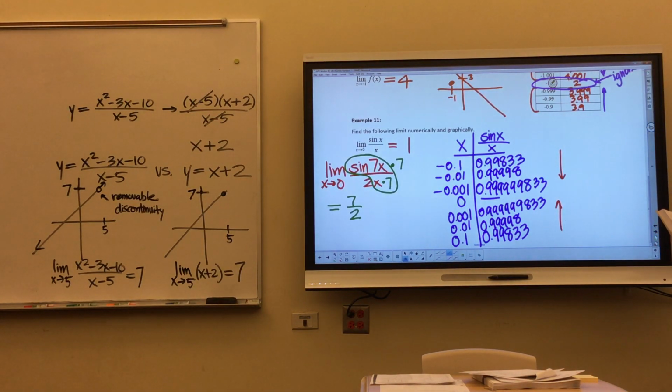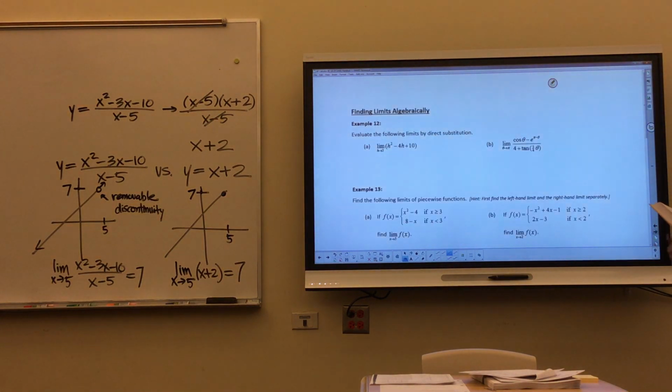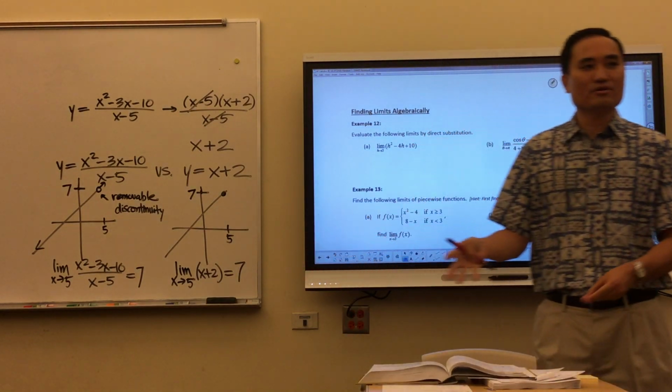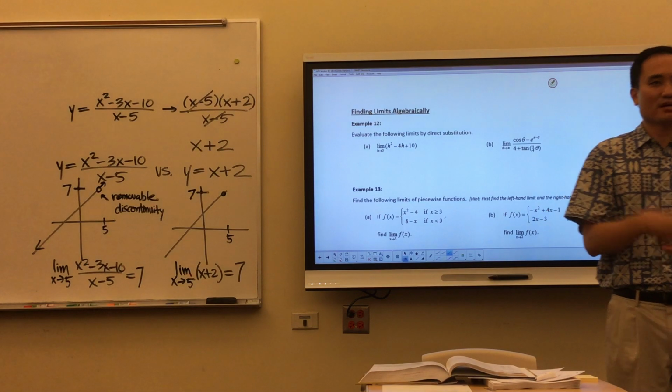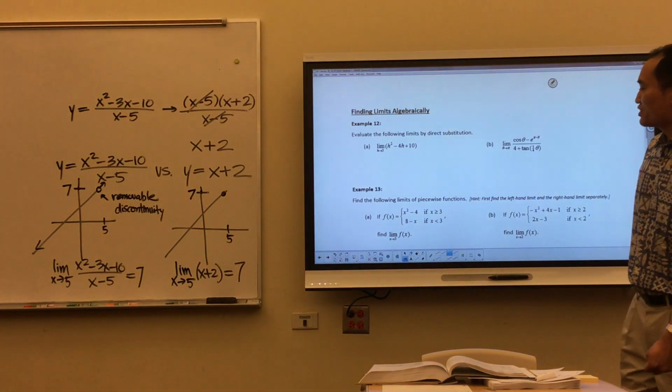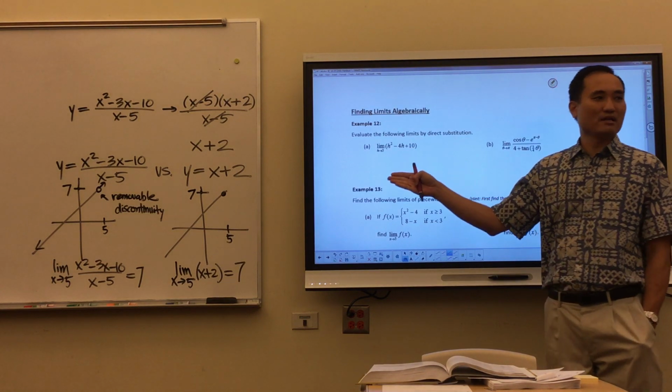Okay, let's continue on to the next page. Now we're going to find limits algebraically, which means not with a table, not looking at a graph, but by plugging in numbers and doing algebraic steps. Sounds horrible. Okay. All right, so this first one, this is a parabola.